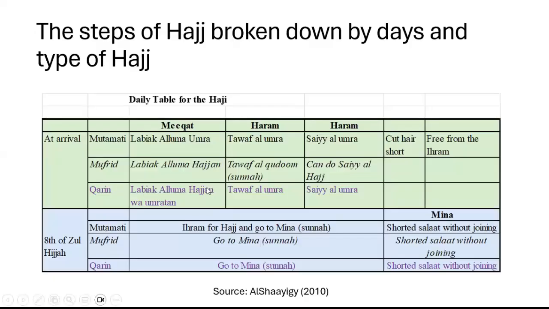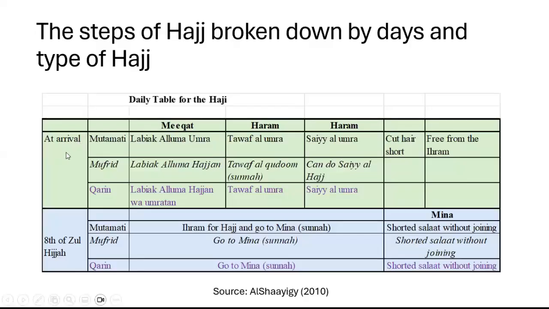The Qarin is combining Hajj and Umrah together. So he says, Labbaik Allahumma Hajjan wa Umratan. He is doing it for Hajj and Umrah. And usually in the Ibadah, we don't say what we are going to do. It's in our heart. But for Hajj, you have to say it. You intend it, but you have to pronounce it. So the Qarin will say, Labbaika Allahumma Hajjan wa Umratan, for Hajj and Umrah. Then he will do Tawaf for Umrah. He will do Sa'i of Umrah. He will not shave, because he's combining Hajj and Umrah.